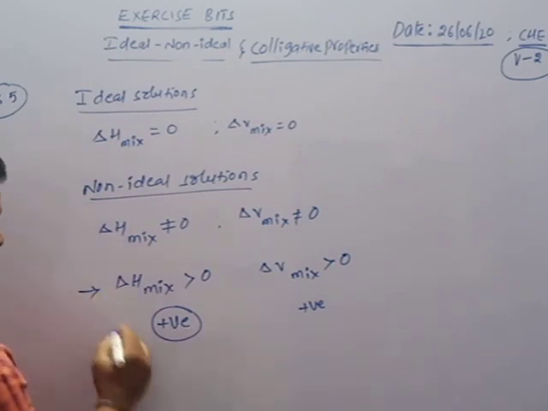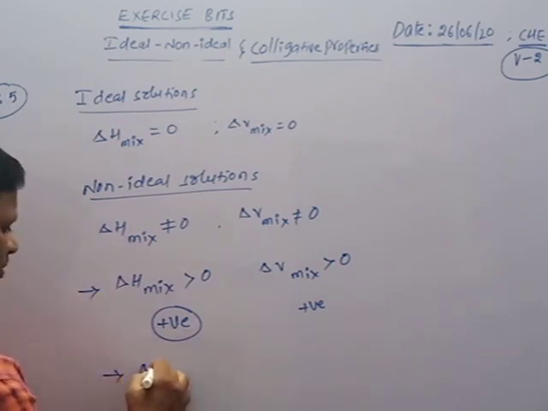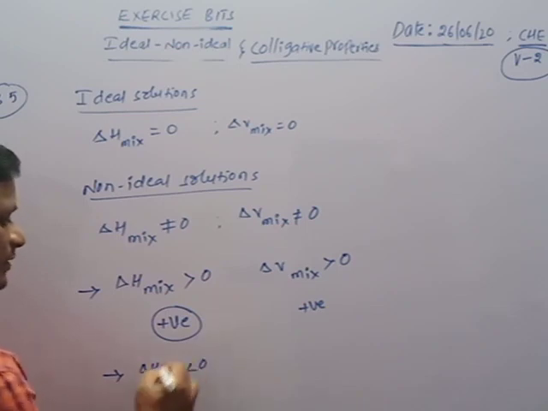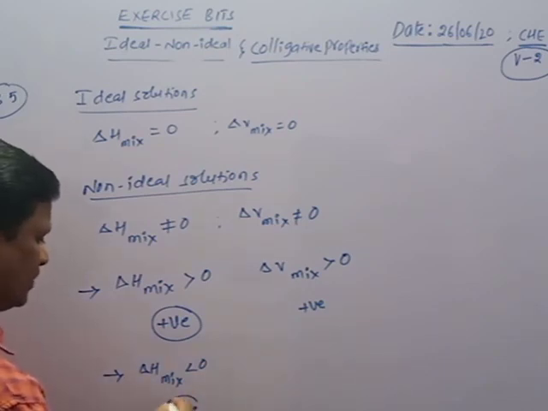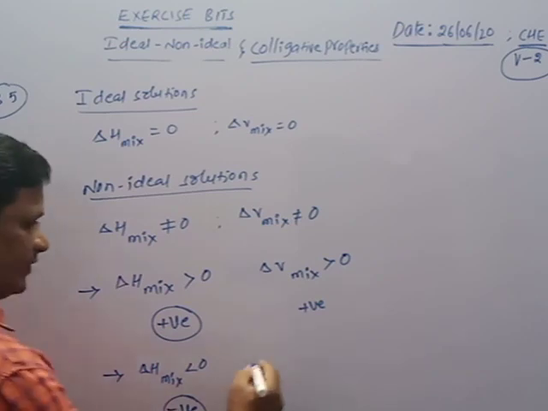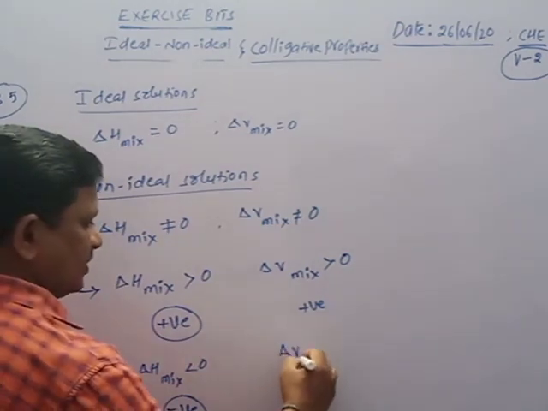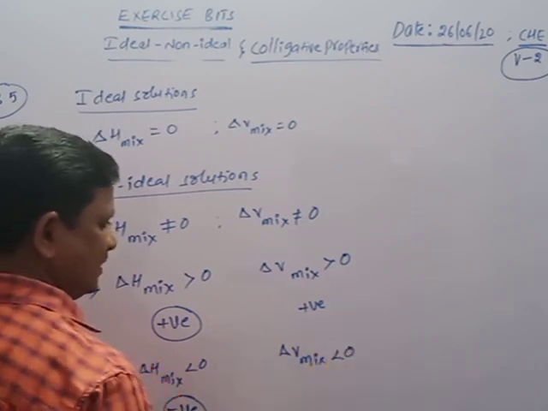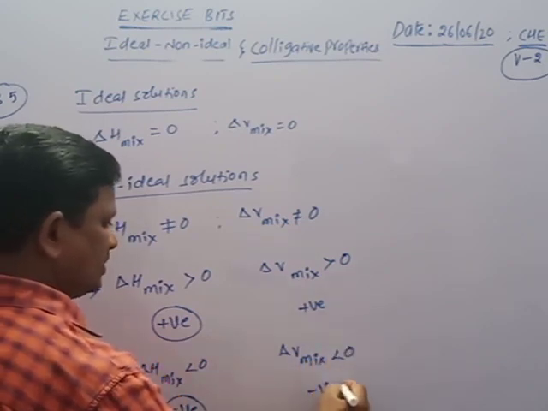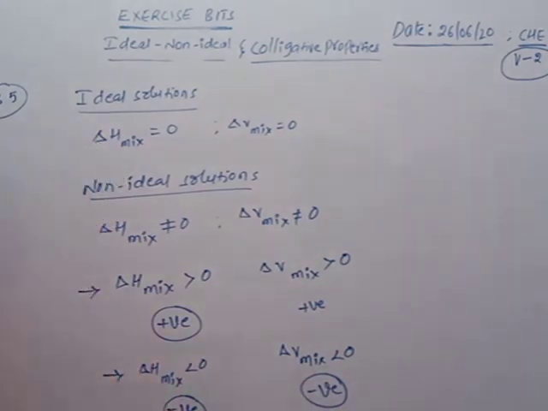Similarly, if delta H, the change in enthalpy of the mixture, is less than 0, meaning negative values like -1, -2, -3, then the solutions show negative deviation. Same as if the change in volume of the mixture is less than 0, then these solutions show negative deviations.